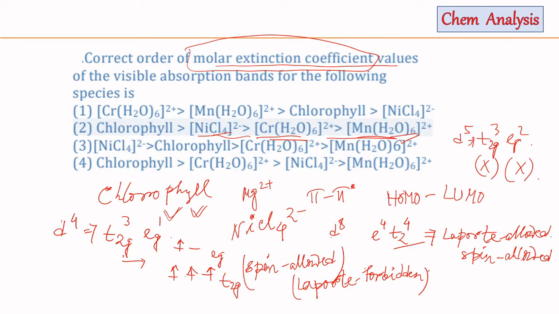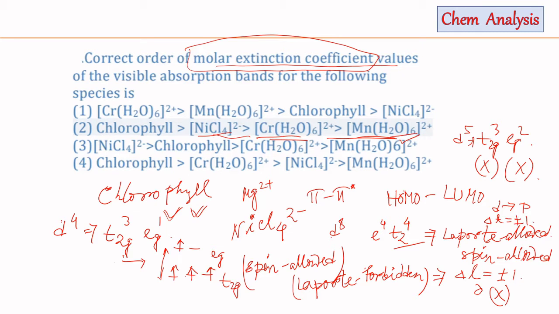Now, if you want to know what is Laporte allowed and what is Laporte forbidden, a Laporte allowed transition is when delta L is equal to ±1. Now, in the case of an octahedral complex, since there is no d-p mixing, the electronic transition is from d to d. Therefore, delta L will be 0 and it is Laporte forbidden. But in the case of a tetrahedral complex, due to d-p mixing, the electronic transition occurs from d to p. Therefore, delta L will be ±1.